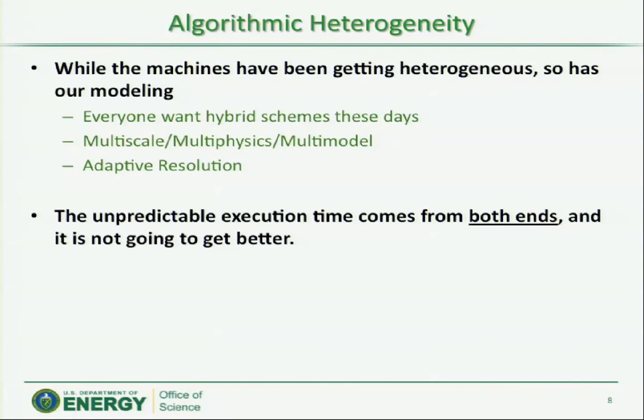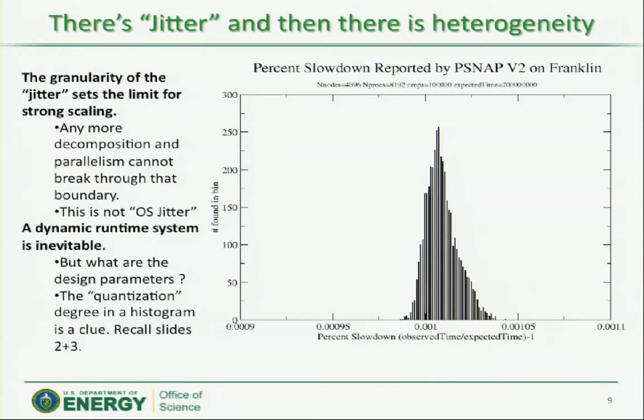Multi-scale, multi-model, adaptive resolution, all create situations where it's difficult to know how long something's going to take to execute. I can't statically figure it out. Also, this kind of jittering I showed you before, the histogram is not just OS jitter. This is a typical OS jitter benchmark. You can see how tight this tolerance is. So there's tons of other things going on all the way up the binary execution stack that's causing this kind of variability. But how much should I do?